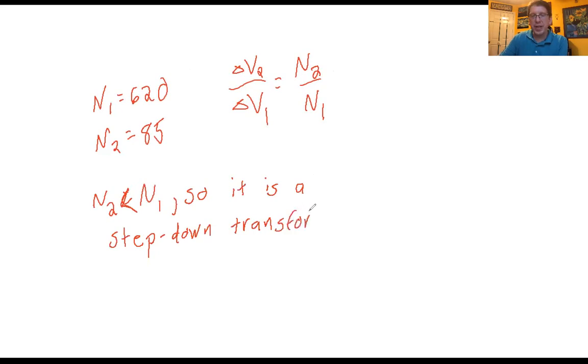So the next part of the problem asks, by what factor does it change the voltage? So delta V2 over delta V1 is equal to N2 over N1. So that's 85 over 620. And so you put those numbers in, and to two significant figures, you get 0.14. So it reduces the voltage by a factor of 0.14. So the output voltage is 14% of what the input voltage is.